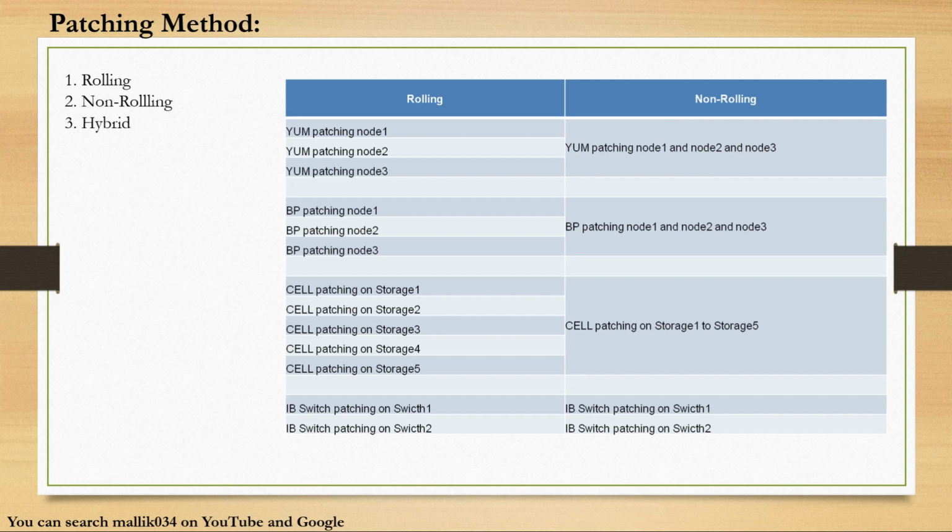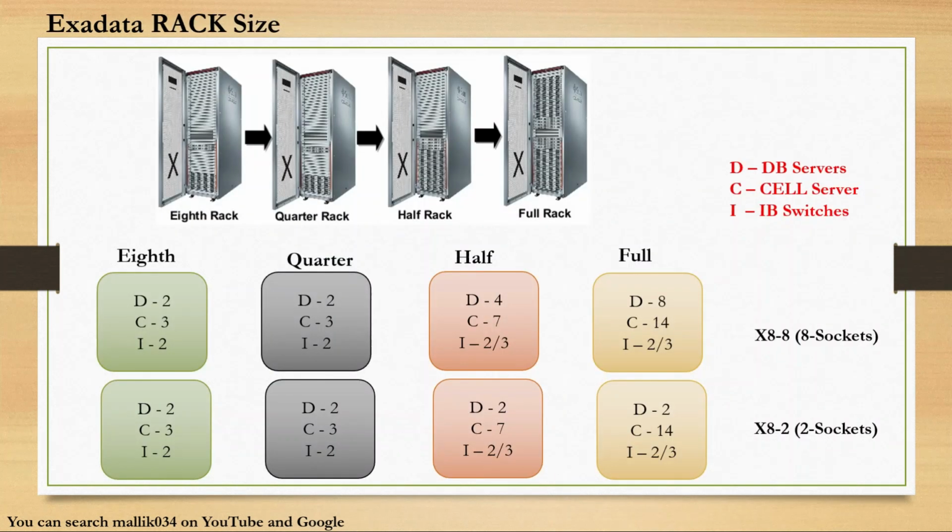So this is a type of patching methods you can offer. And coming to the Exadata rack size, usually we say that mine is 1/8 rack or quarter rack or half rack or full rack. So a customer can initially buy 1/8 rack, and then if their data grows, they can expand to a quarter rack, and if data grows again, they can expand to half rack. And over the future you can expand it to full rack.